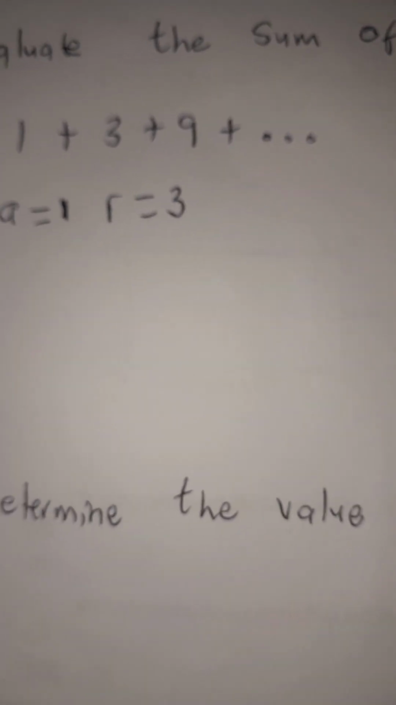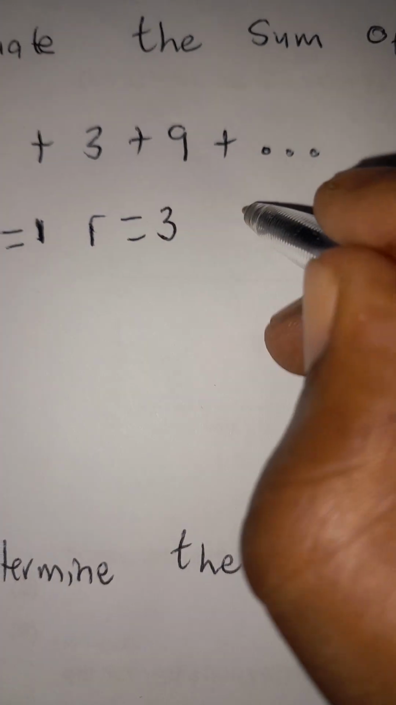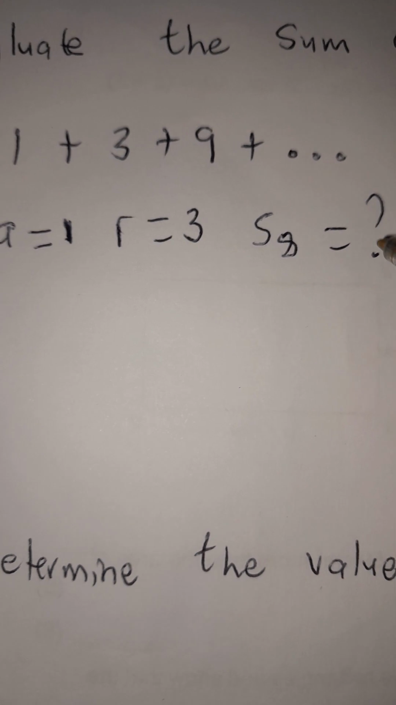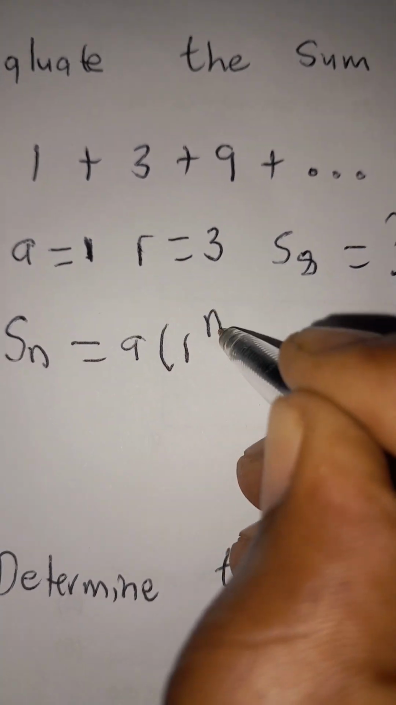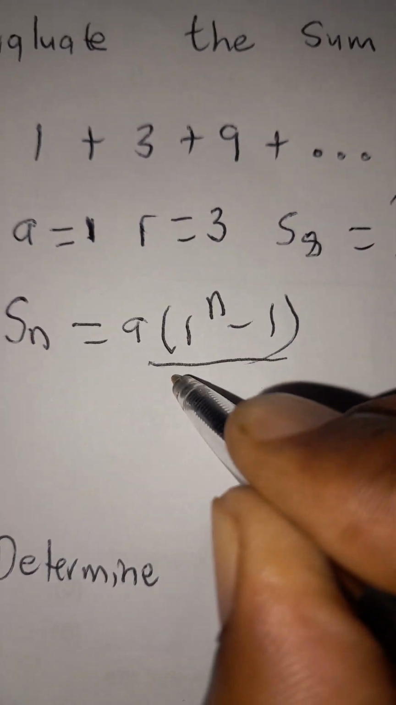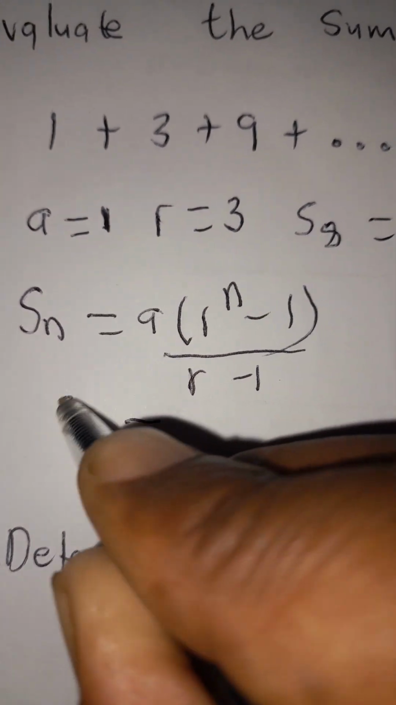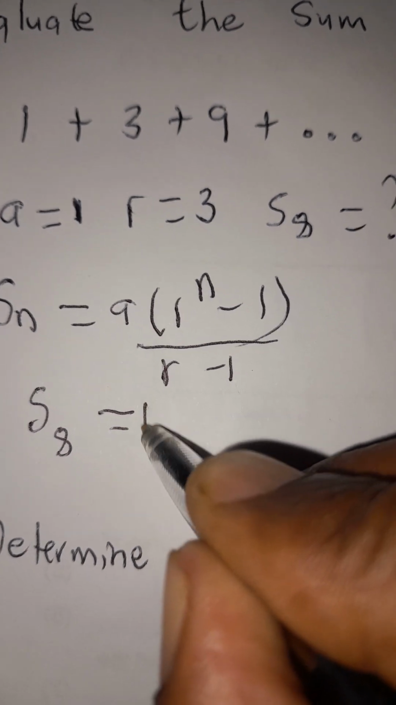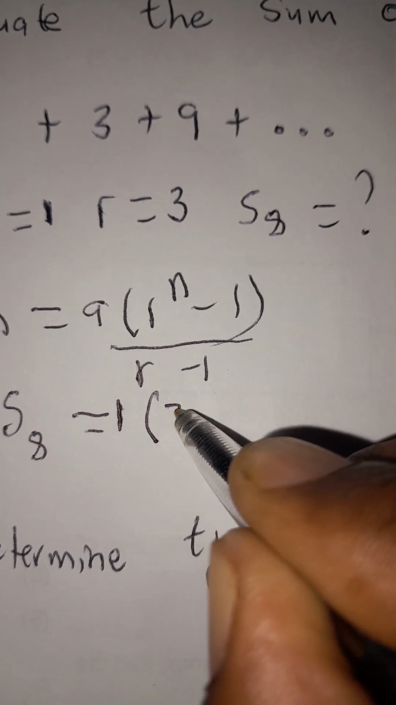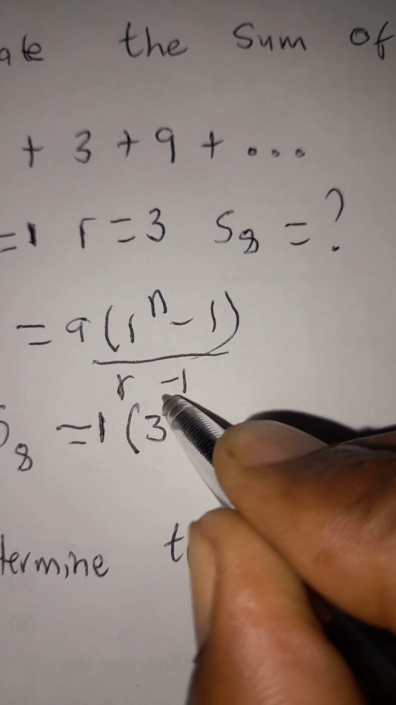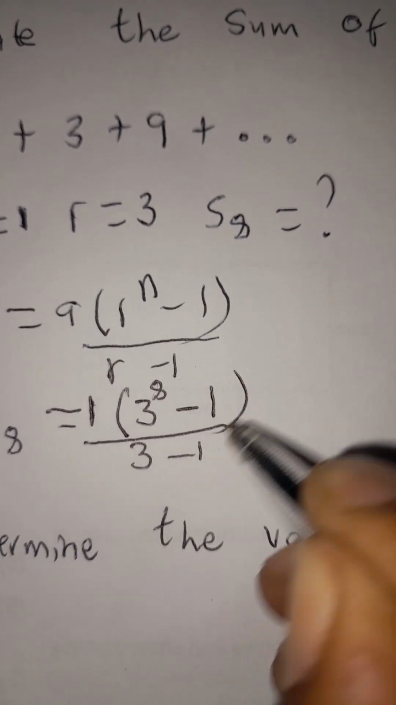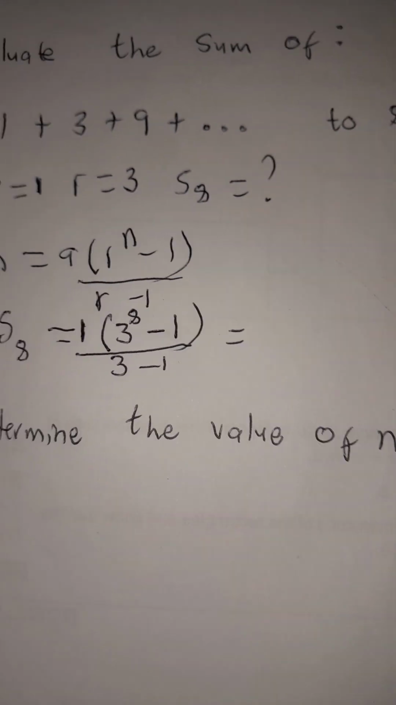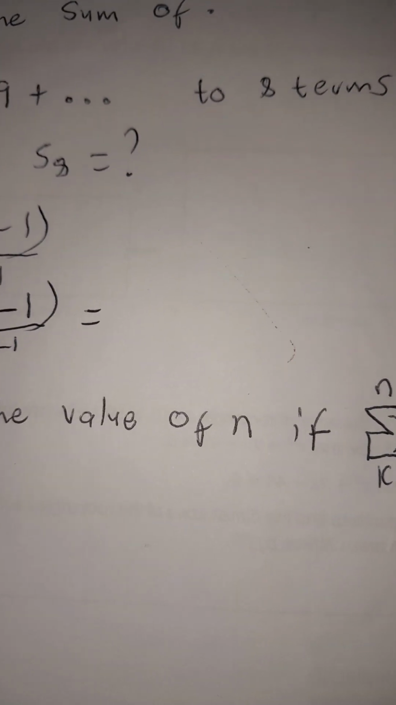Then we need to evaluate the sum of how many terms? They said 8 terms. That's S8. We don't know what S8 is, but we could use a formula: Sn equals a times r to the power of n minus 1, divided by r minus 1. So we are calculating the sum of 8 terms. The first term is 1. The ratio is 3, so it's 3 to the power of 8 minus 1 divided by 3 minus 1. Then we can just punch this in a calculator.